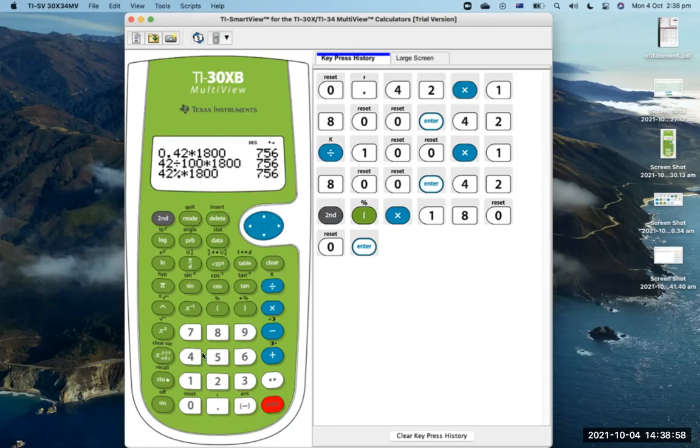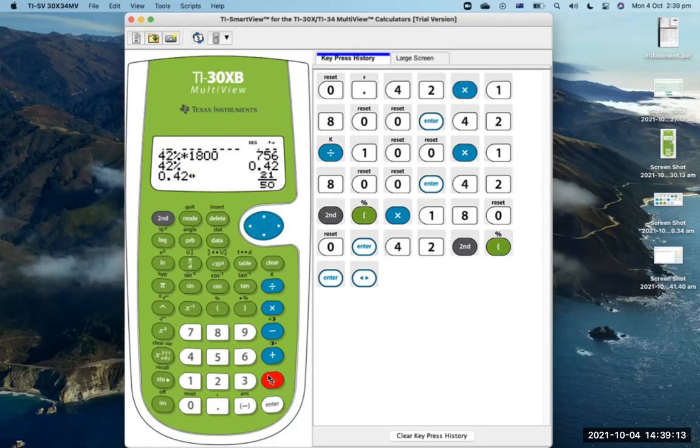Can I also show you something else? Maybe this is going to be a big cheat. If we write 42% and we just press enter, it changes to a decimal. If you want to change that to a fraction, all you have to do is press the button at the top.